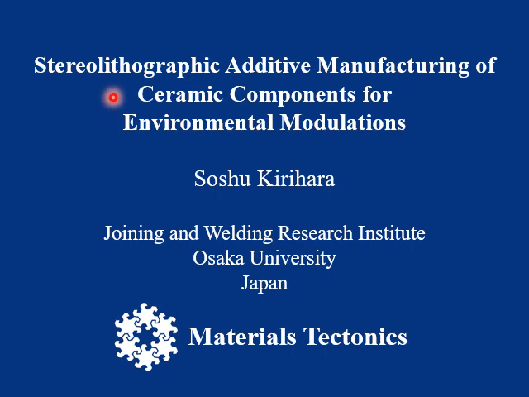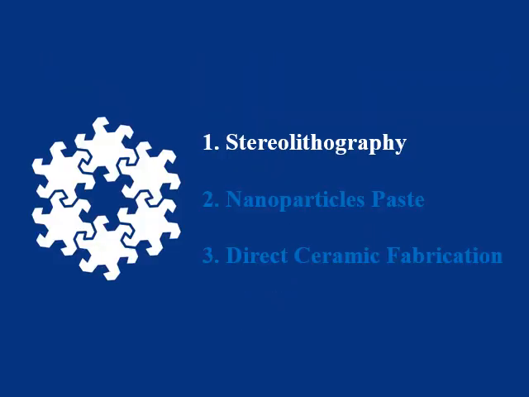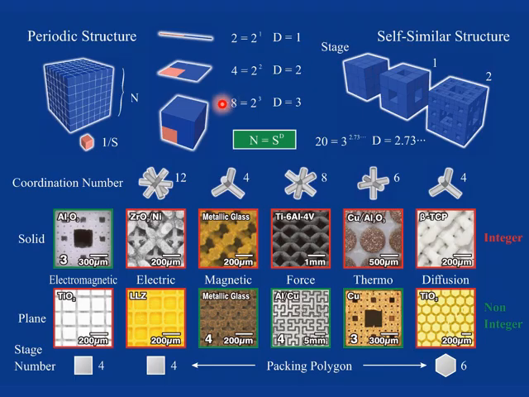And today I would like to talk about directional fabrication of ceramic components by using ultraviolet laser lithography of the additive manufacturing process. At first, I would like to talk about stereolithography, the conventional type of three-dimensional fabrication process. In our investigation group, we try to fabricate various kinds of three-dimensional structures, for example, periodic structures and self-similar fractal structures, by using ceramics, metals, and composite materials.